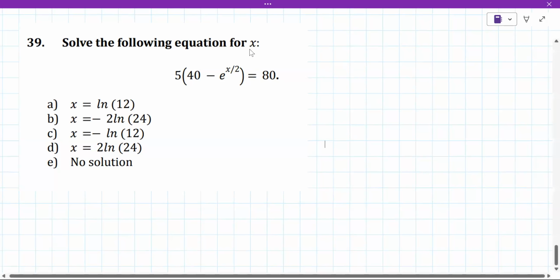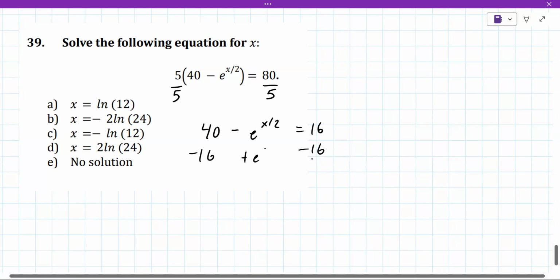So we're solving for x. First thing is to divide by 5 here. So you got 40 minus e to the x over 2 equals 16. This is something I like to do. I like to move this e so that it's positive. So I'm actually going to move two things. I'm going to subtract 16 from both sides, but then I'm going to add the e to the x over 2. But then I'm also going to switch sides. Hopefully that's okay. I really want the e to the x over 2 on the left to equal 24 on the right.